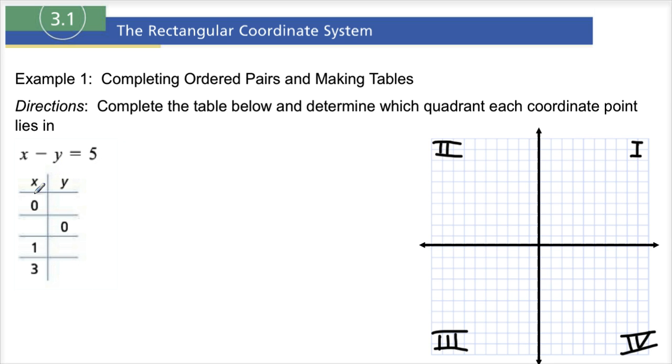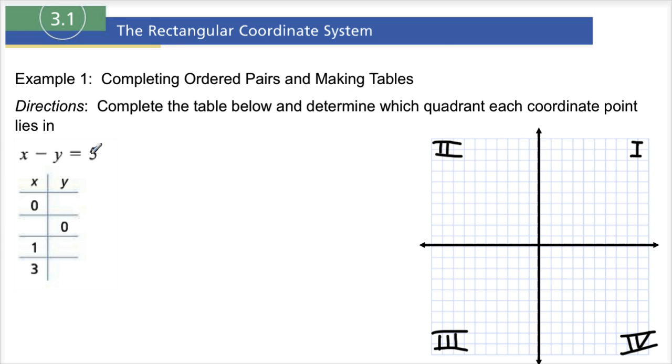and we have a table here, and these numbers here are actually random. You can plug in any numbers for either x or y. And then we'll get our dependent variable based off of whatever the independent variable was. So we want to complete the table, and then we want to determine which quadrant each coordinate point lies in.